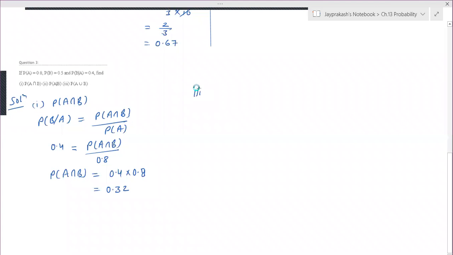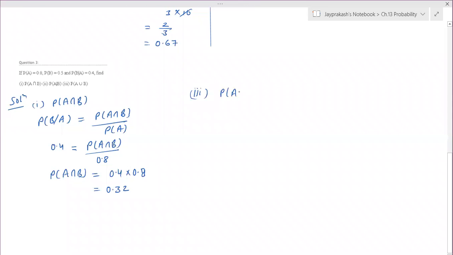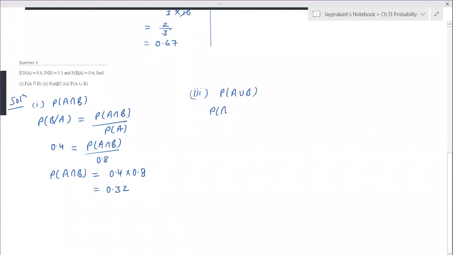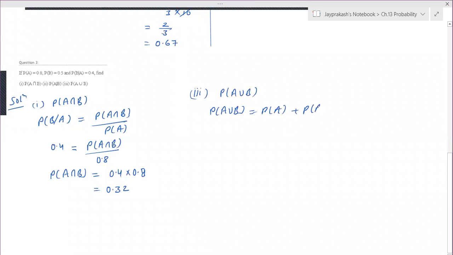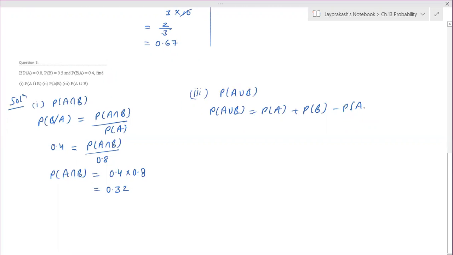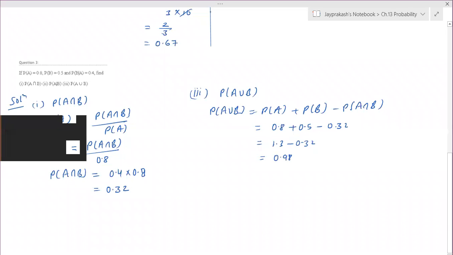Okay, for the third part, P of A union B. We have the formula: P of A union B is equal to P of A plus P of B minus P of A intersection B. So the union is 0.8 plus 0.5 minus 0.32. So it's 1.3 minus 0.32, which is 0.98.